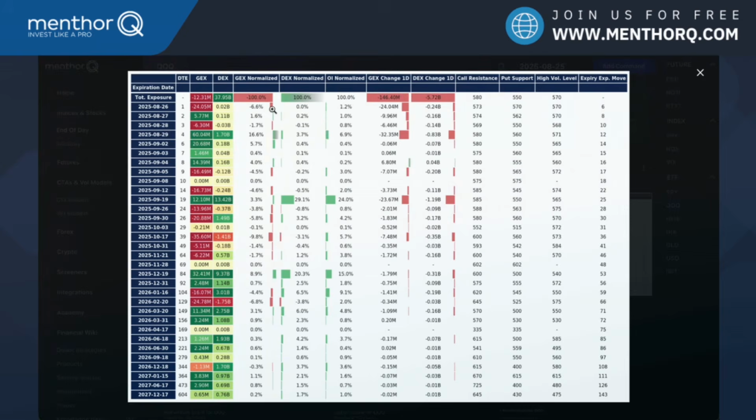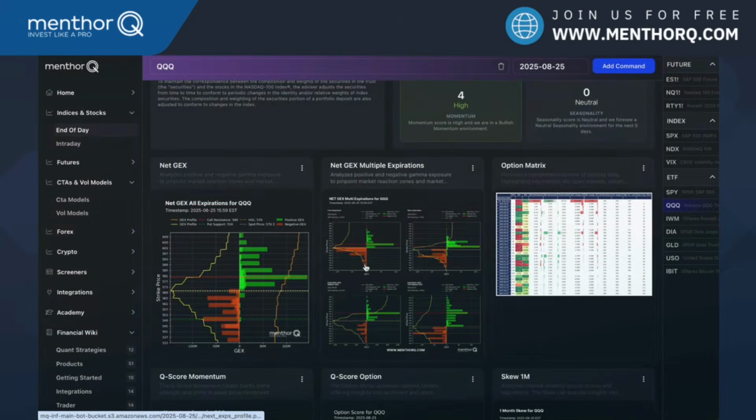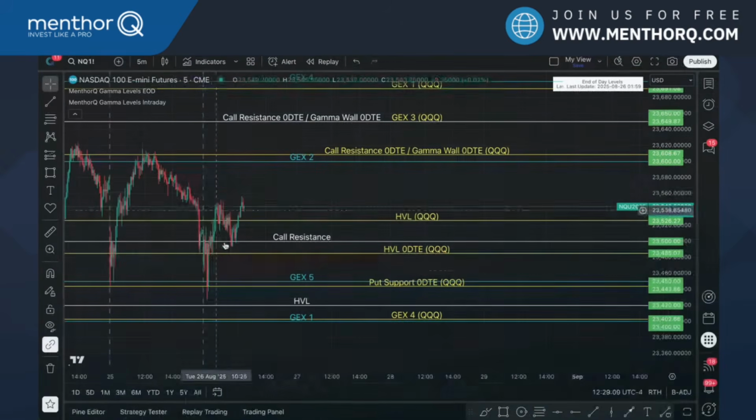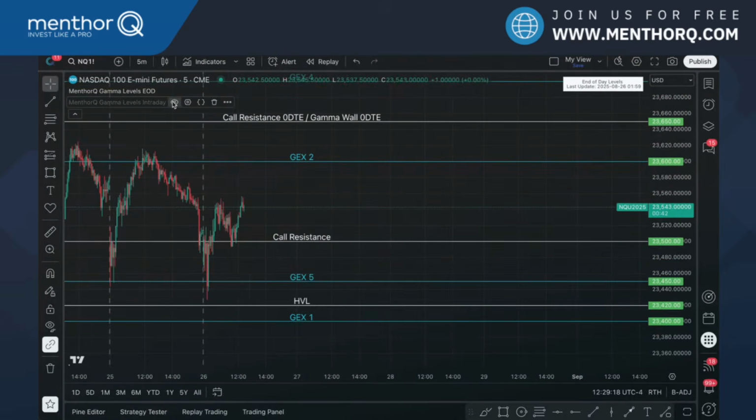And again, we know that there's a lot of sensitivity there. So that put support level could have been an interesting area for a reversal. You also have a strong high vol level here coming from the futures side. So if you just want to look at the futures level, we have our high vol level and our JAX1. You can use those areas, as those could potentially be stop loss areas.